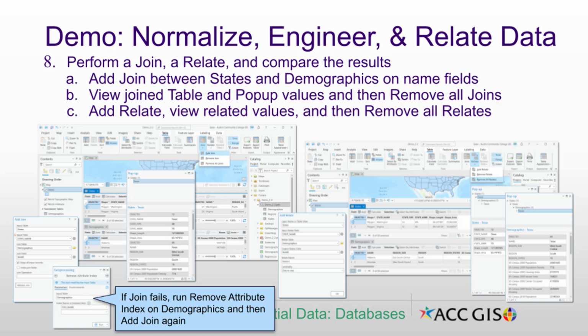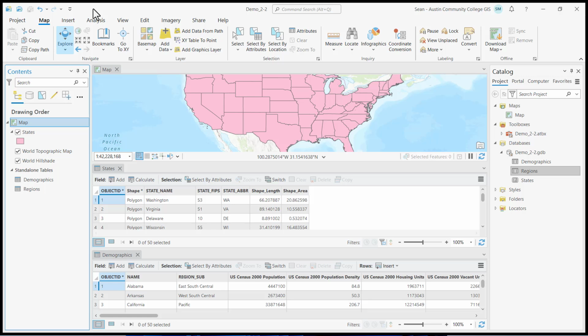In step 8, we'll perform a join and then a relate, and we'll compare the differences between a join and relate. First, we'll add a join between the states and the demographics on the name fields. Then we'll view the join table and pop-up values. Once we're done viewing the values, we'll remove all joins and add a relate. We'll view the related values and how they differ between a join and a relate, and then we'll remove all relates.